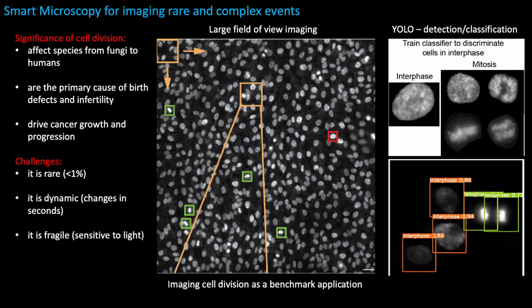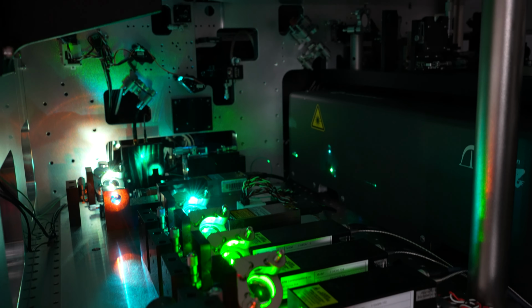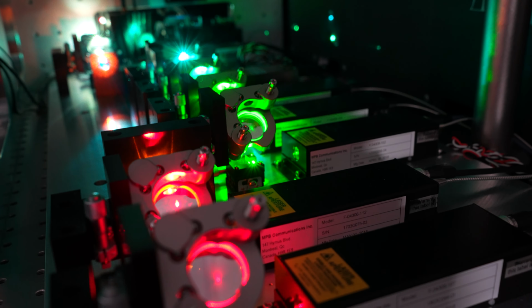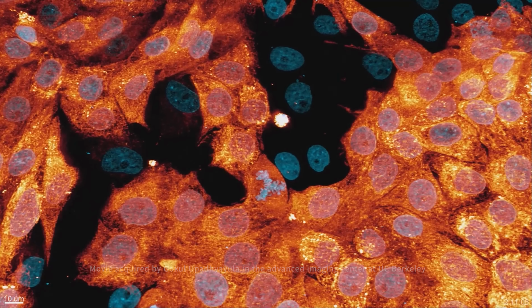And this is important because errors in cell division affect species ranging from fungi to humans. They're the primary cause of birth defects and infertility, and they're key drivers of cancer growth and progression. However, capturing high-resolution movies of this process under a microscope is challenging for several reasons. First, cell division is quite rare. Second, mitosis is highly dynamic and evolves in seconds. And finally, it's quite fragile. So the same light that we use to illuminate the cell to image it can be quite toxic and prevent the cell from dividing properly.